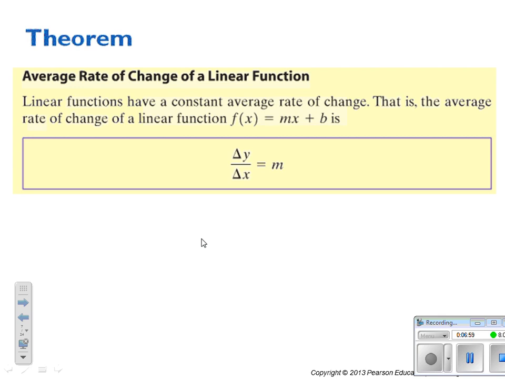That is, the average rate of change of a linear function f of x equals mx plus b is delta y over delta x equals m. So our slope is equal to the average rate of change, and for a linear function, that is constant. For linear functions, that is constant.